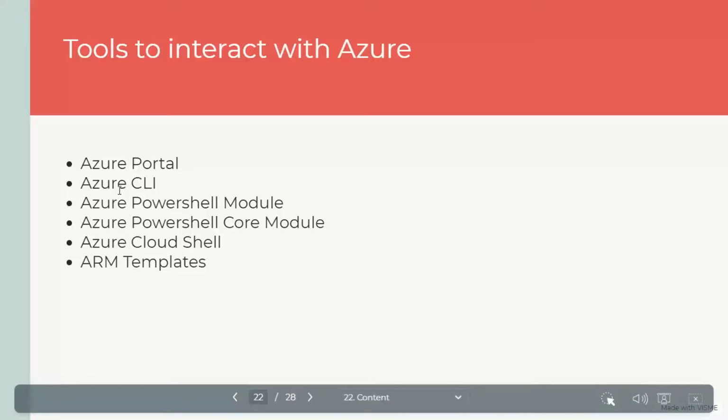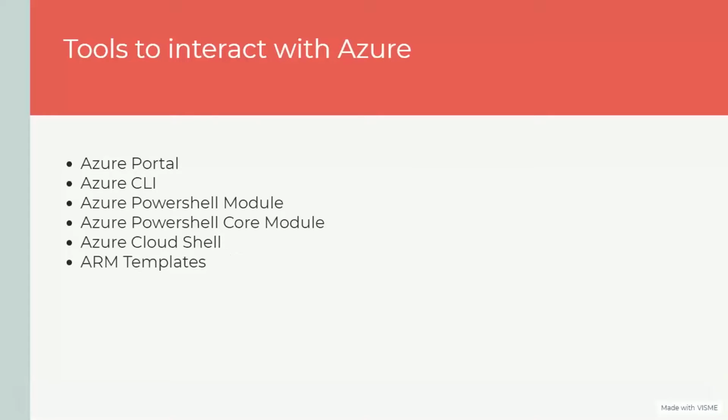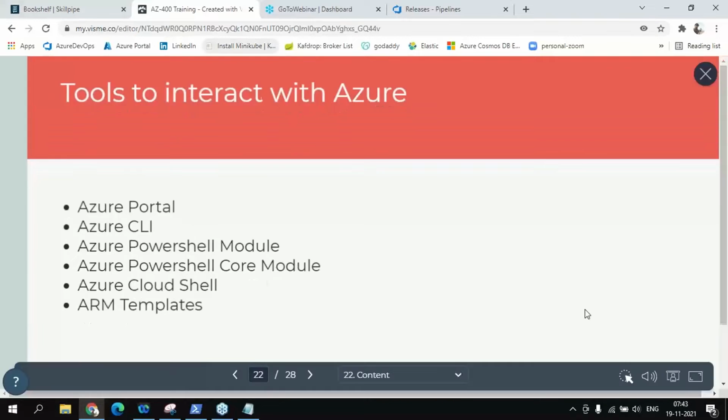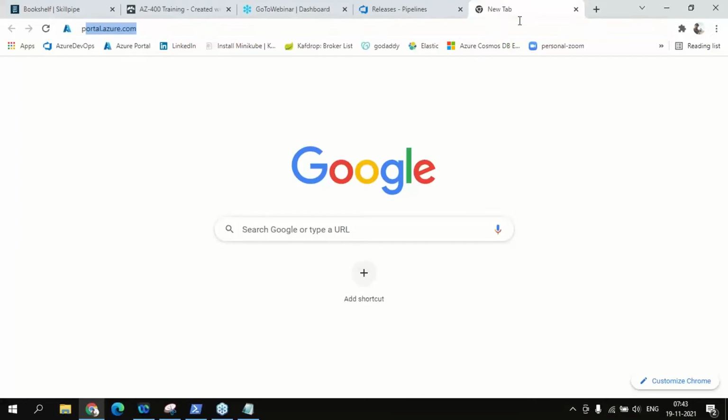And apart from that, there is the Cloud Shell. When you log into the Azure portal, you will have a Cloud Shell there itself, a command line environment where you can run commands. For example, the CLI and PowerShell we will see in the next slide, but for Cloud Shell I will give an overview here. So for example, I'm logging into the Azure portal.